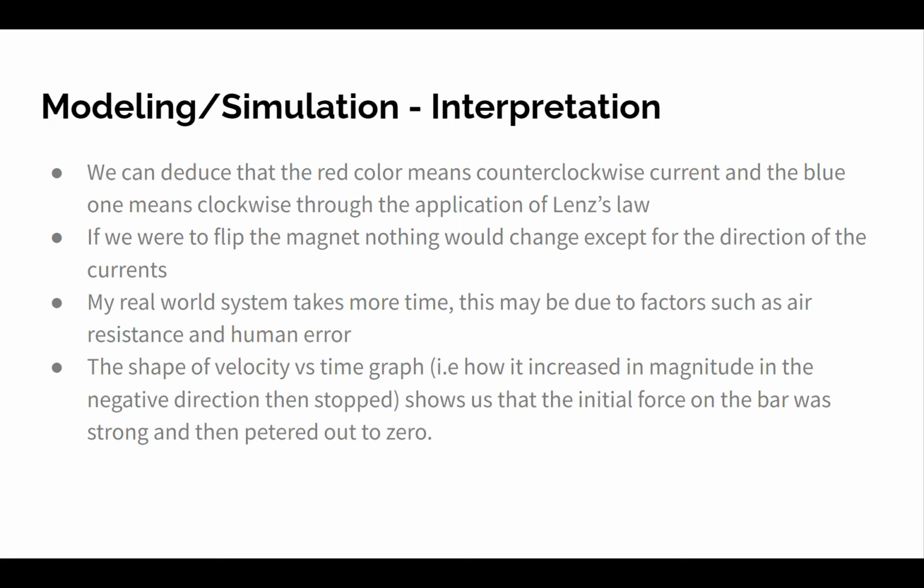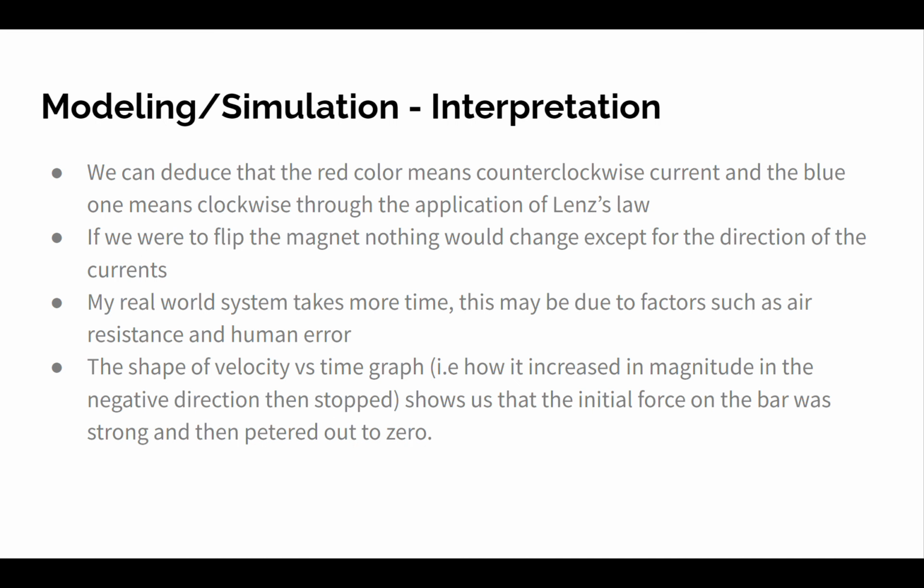My real-world system takes more time than my actual experimental system, and this may be due to factors such as human error. I could have made error in starting and stopping the recording, or where I dropped the magnet from exactly, or maybe if I put a little less force on the magnet. As well as this, there could be other factors that I didn't calculate, such as air resistance, acting against the magnet and making it come down slower than it would have without air resistance in my simulation situation. And the shape of the velocity versus time graph, i.e. how it increased in magnitude in the negative direction, then stopped, shows us that the initial force on the bar was strong and then petered out as the velocity became constant.